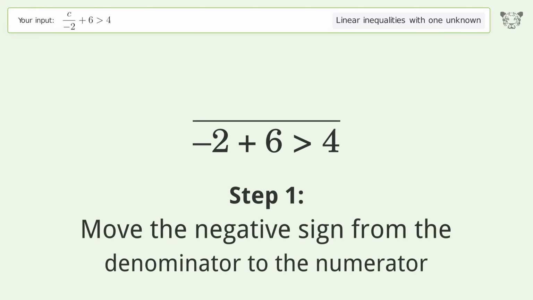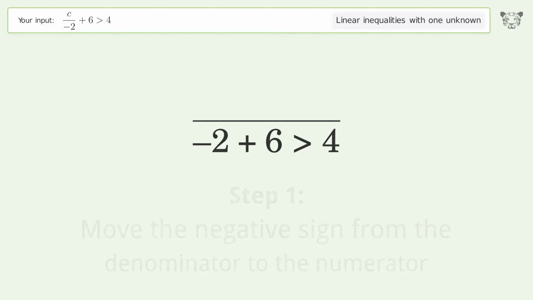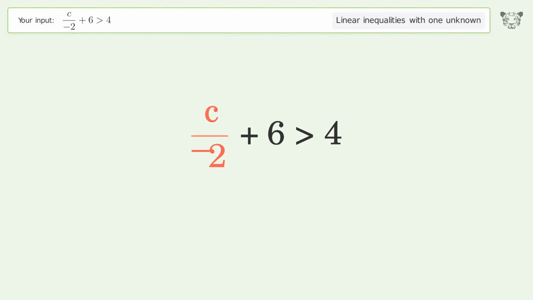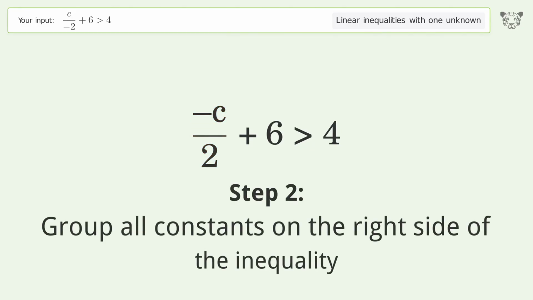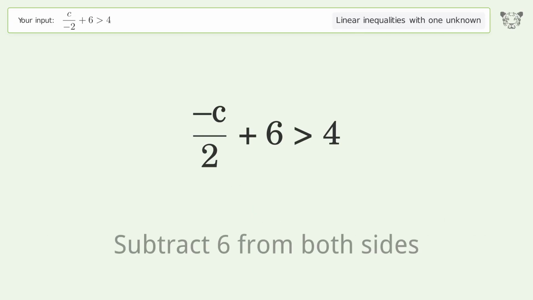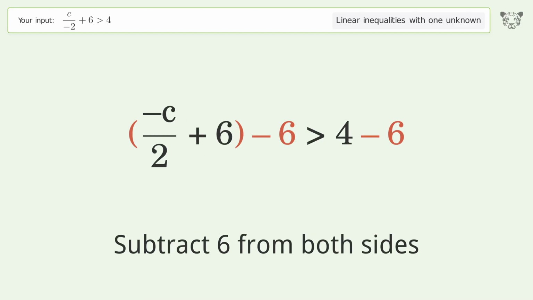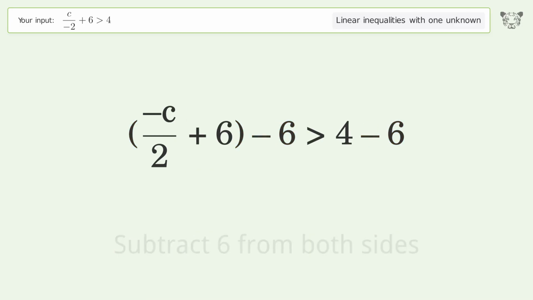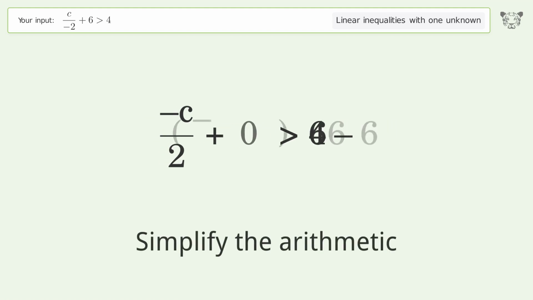Move the negative sign from the denominator to the numerator. Group all constants on the right side of the inequality. Subtract 6 from both sides. Simplify the arithmetic.